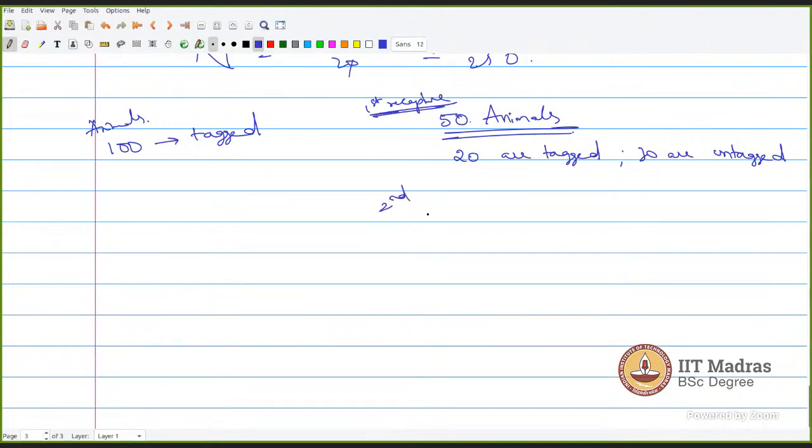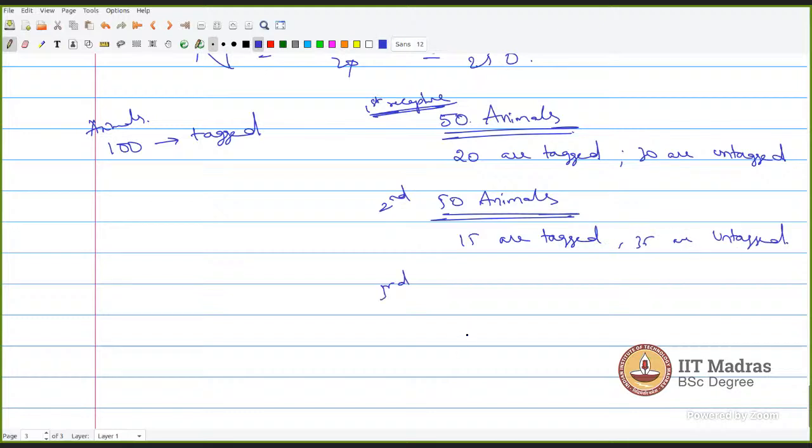And the second time, 50 animals are observed. Now, 15 are tagged. Then again 50 animals. This time I observed 30 are tagged, 20 are untagged.